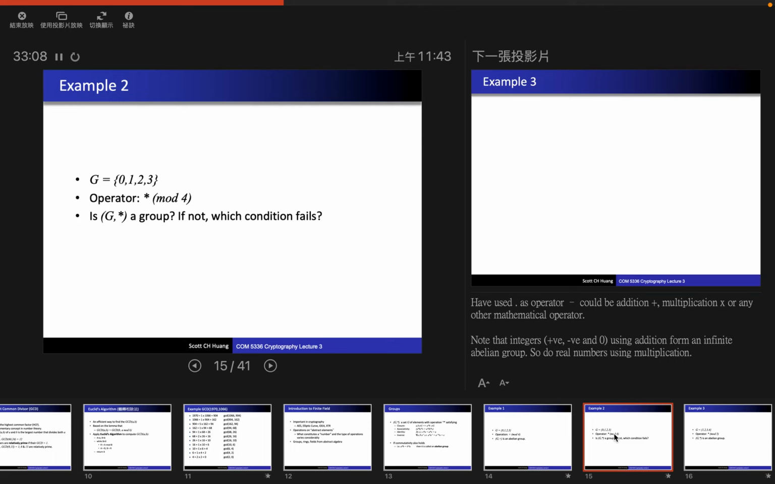Is this a group? Which rule does not hold? Inverse. Which element does not have an inverse?